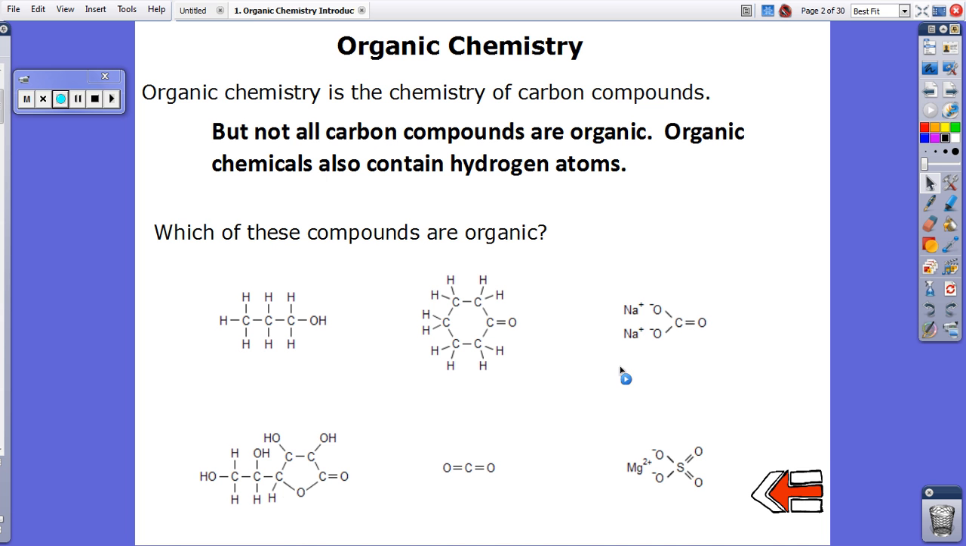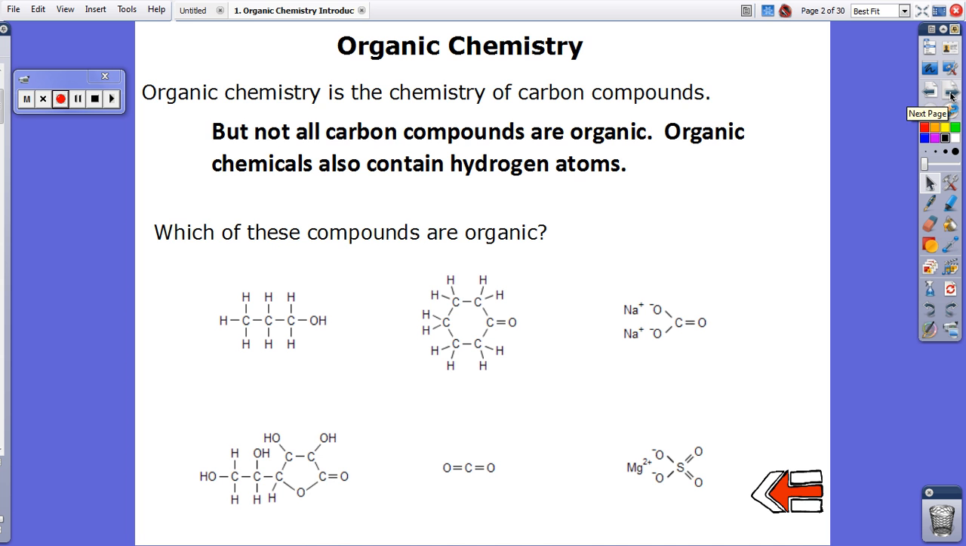So if we go down to the next line, see this one with carbon, lots of oxygen this time, and hydrogen. Correct, we have another organic compound. What about carbon dioxide, CO2? Is that organic? No, it isn't. No hydrogen present. And magnesium sulfate doesn't even have carbon in it, so that was never going to be organic.